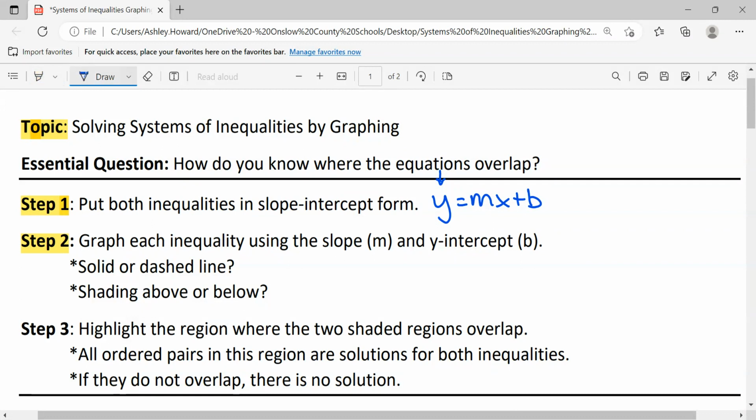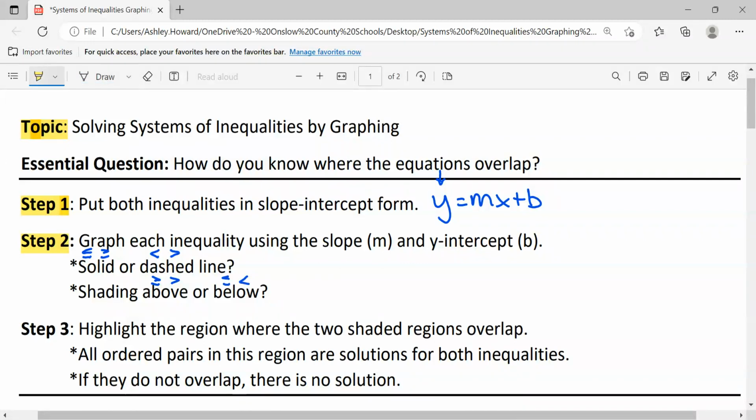So remember, if it's a solid line, it's going to have an equal to symbol underneath it. And if it's a dashed line, it's going to have a less than or greater than without the equal to. After we decide what kind of line we're going to connect them with, then we've got to decide if we're shading above the line or below. If it's above the line, it's going to be a greater than symbol. And if it's below the line, it's going to be a less than symbol. So those are the decisions that we've got to make other than regular graphing.